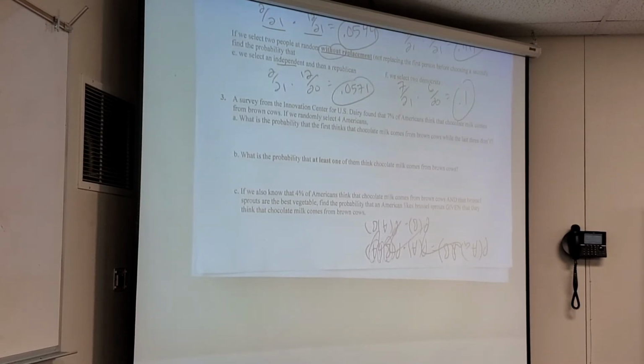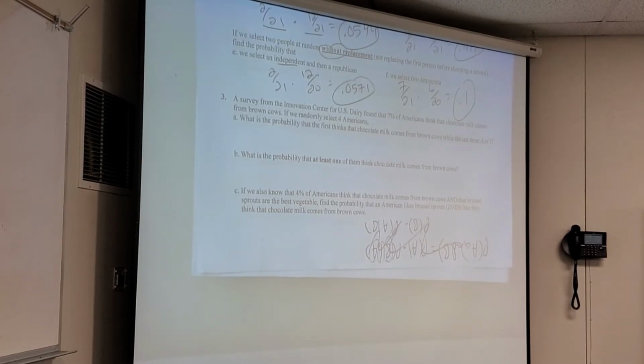In number 3, did I tell you about how many people I'm talking about? Well, 4 Americans, but the probability is just 7%. I don't see the population of Americans. I'm going to have to use formulas.